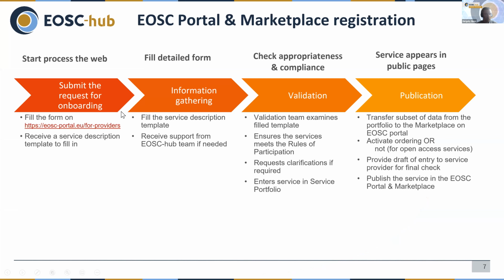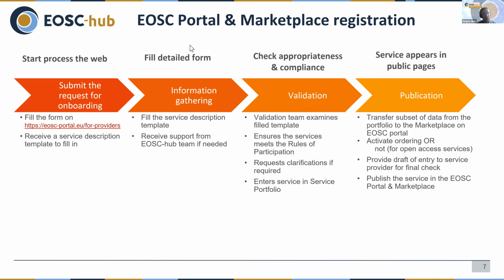Registration in the EOSC portal is basically a four-step process. As you can see here, it starts with filling a very short web form, an interest expression form, which you can find on the EOSC portal website. There is a dedicated section for providers, which includes this very lightweight short form. Once that form is filled, that's basically a very first cleaning or checking by the onboarding team that your service fits into the whole concept of EOSC and really aims to facilitate open science.